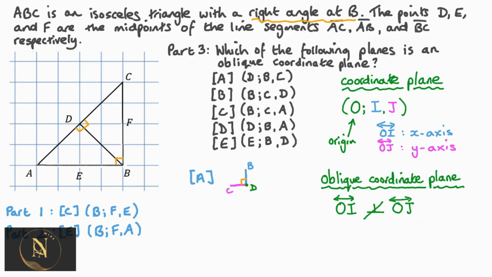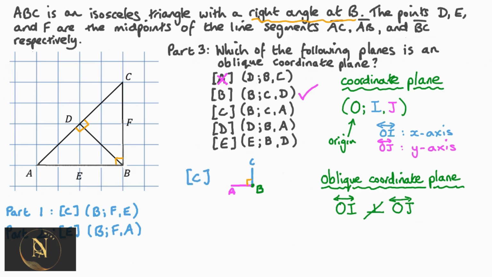We see option A has its origin at the point D, its axes are DB and DC, and we've seen already that these are actually perpendicular. So we can eliminate option A. For option B, on the other hand, the origin is at B, and the axes are BC and BD, and we've seen already that the angle between these two is not 90 degrees. Hence the axes for option B are not perpendicular. So B does represent an oblique coordinate plane.